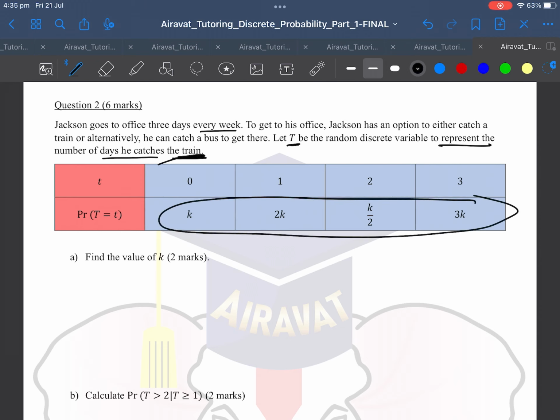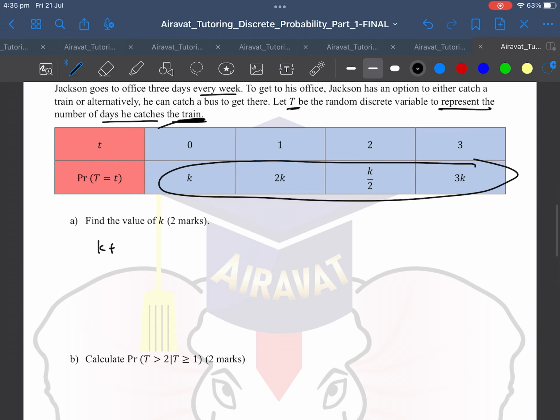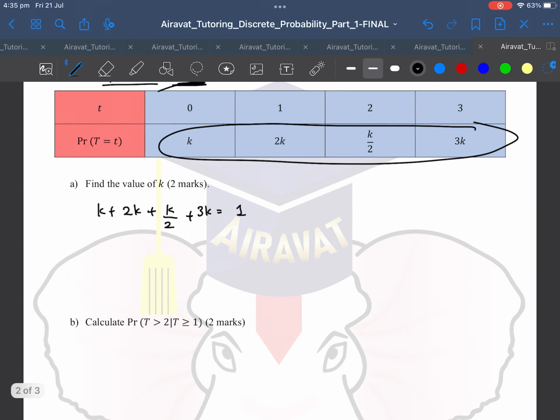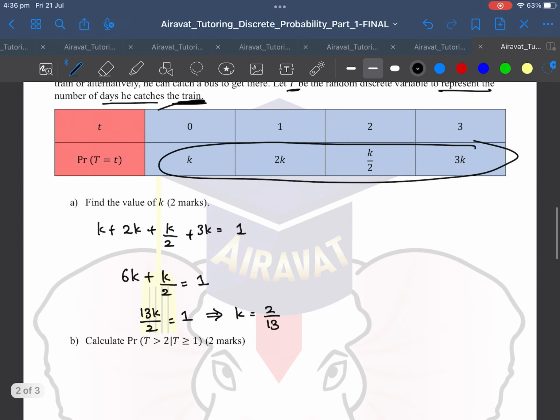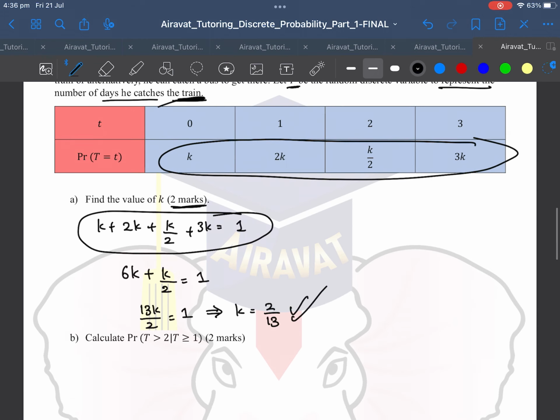Well, we know that all of these probabilities would add up to 1, so we can use that to find the value of k. So k plus 2k plus k/2 plus 3k would equal 1. Let's add this up, so that would give us 6k plus k/2 equals 1, which would give us 13k/2 equals 1, implying that k is going to be 2/13. Now again, what is the marking scheme? Well, it's a 2-marker question, so 1 mark for showing your understanding, writing this, that you understand that all probabilities add up to 1, and the other mark for the correct answer.